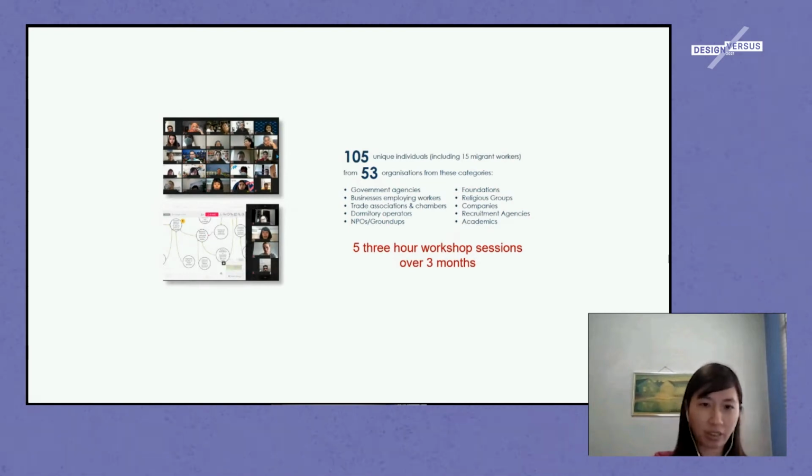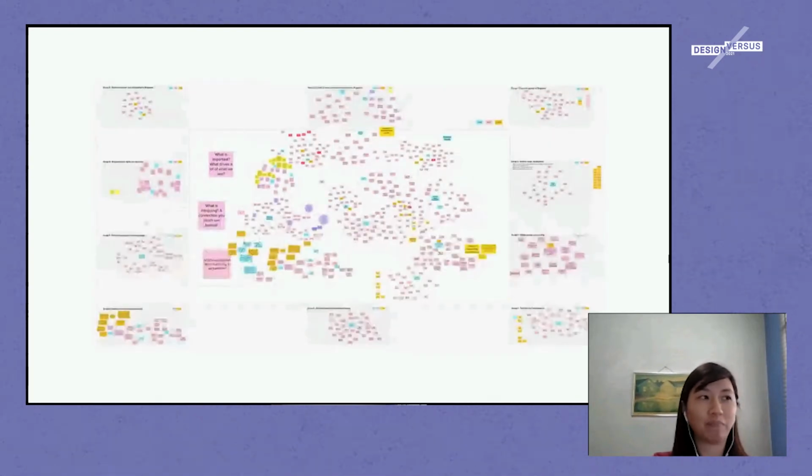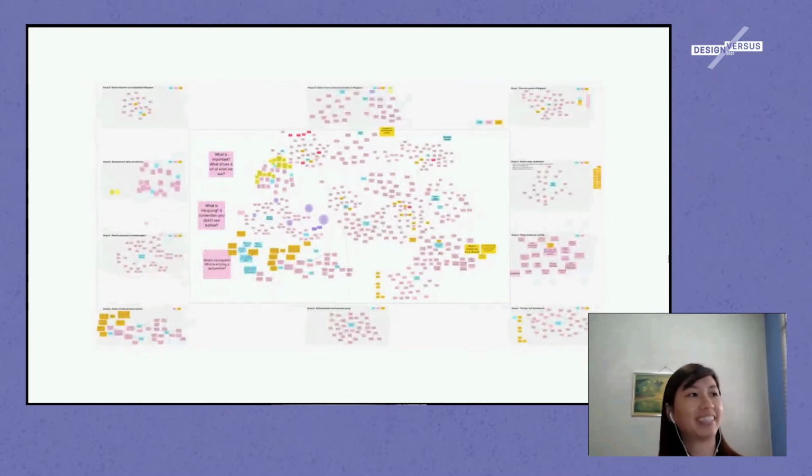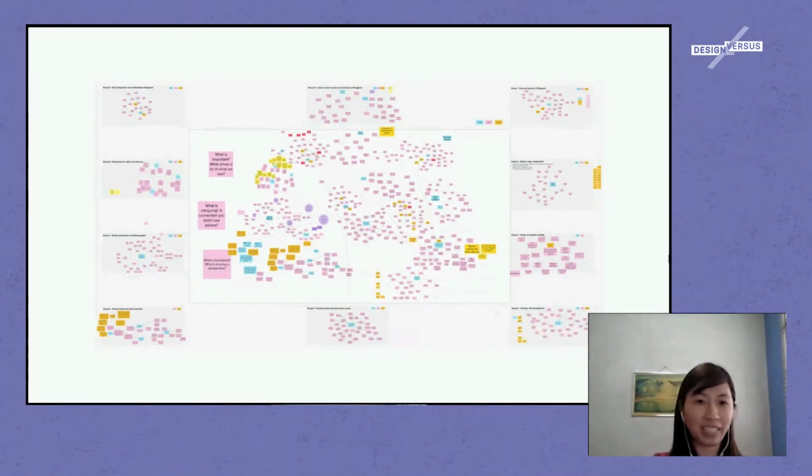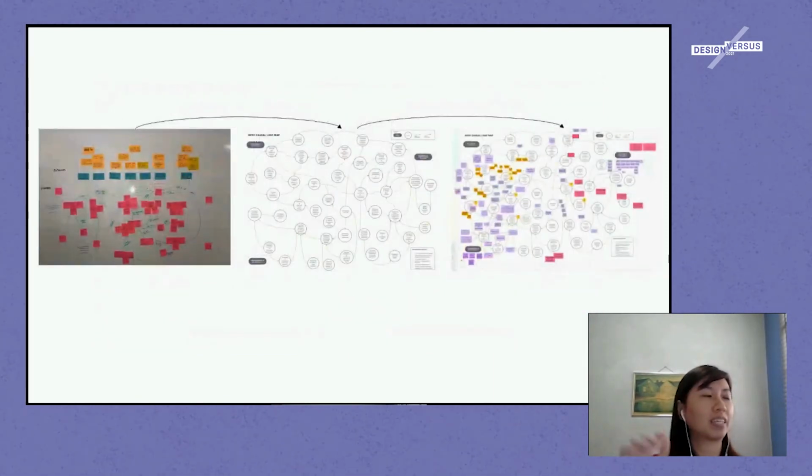So what you saw earlier on was the end product, but during the workshop, it was this. In the workshop, we had 10 different groups mapping out different issues in different areas of the ecosystem. It could be around social integration, empowerment, employment, or economic growth. And from this crazy map that you see here, what happened next? So I'm going to show you what happens behind the scenes and how we got to that beautiful map that you saw initially.